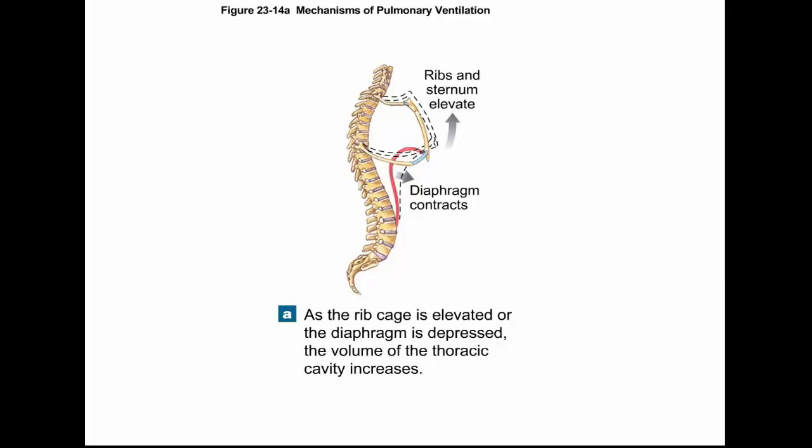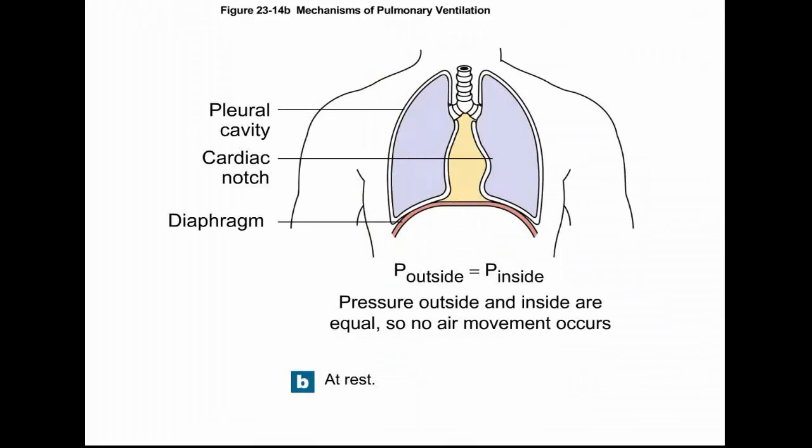So here we've got our spine, and what you can see there is that you've got the first and the last rib and the sternum attached. You can see that the ribs and the sternum can move up and down as the diaphragm contracts. Here we've got the representation of the pleural cavity.